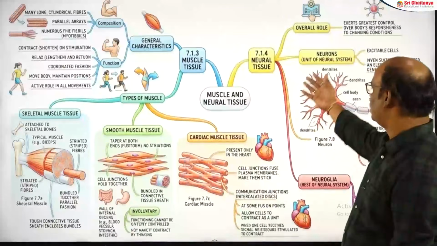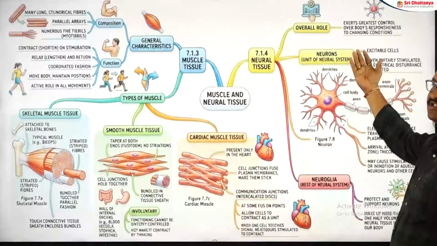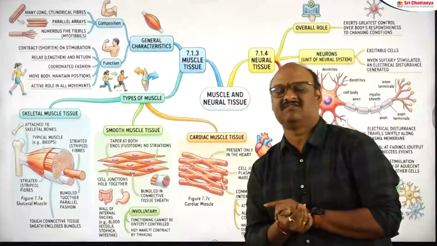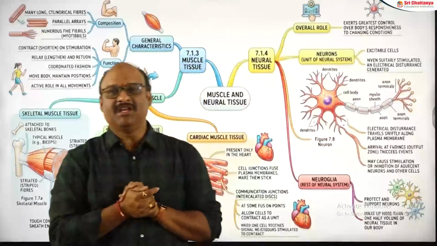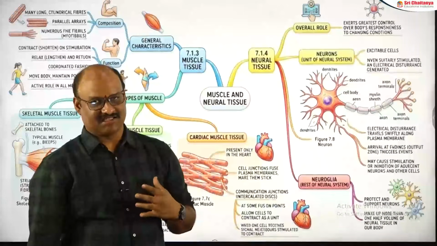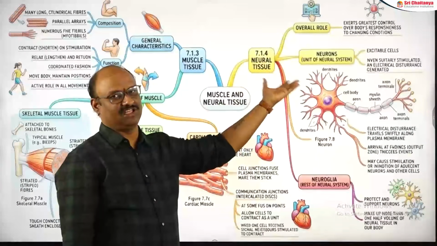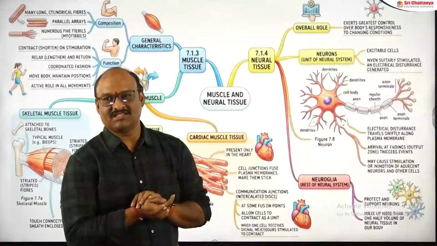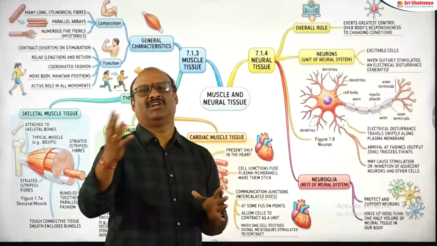And finally, the nervous tissue or neural tissue. The most important function of the neural tissue is that it exerts greatest control over the body's responsiveness to changing environmental conditions. So the ability of the body to respond to environmental conditions mainly depends upon this nervous tissue. The structural and functional units of the nervous tissue are the neurons, which are excitable cells but cannot regenerate. These neurons help in receiving, analyzing and transmitting electrical impulses from one place of the body to another.